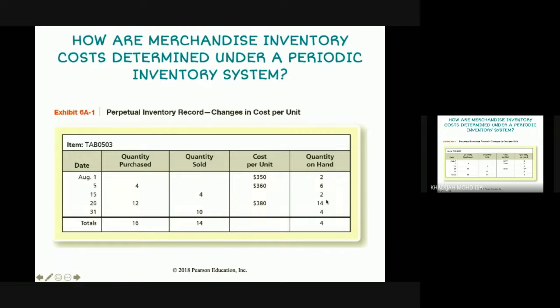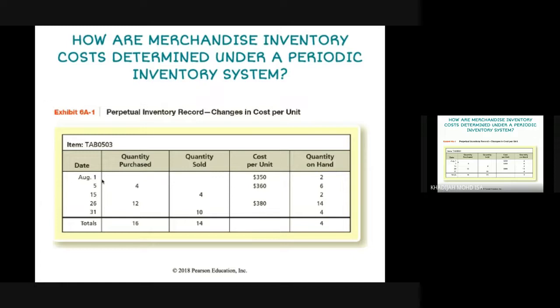So that's why we say that at any point of time, if you want to know your closing stock, then you know, okay, as of 31st of August, you have 4 units in hand. You have to decide what would be the cost of the 4 units in hand. The cost will depend on which method you use, whether it is FIFO, LIFO, or weighted average.